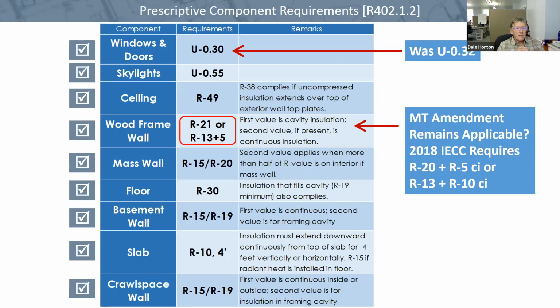What I think will happen is that we will see a slightly more efficient requirement for windows. There have been studies in Montana that suggest that the average U value of windows now being installed is already better than the 0.30. The skylight ceiling requirements are the same. The wood frame wall requirements, I believe, will stay the same, which are in fact different than the actual IECC requirements. But I think that we'll stay with the R21 minimum, not requiring continuous insulation. The other elements of the prescriptive table aren't changed from the current code.